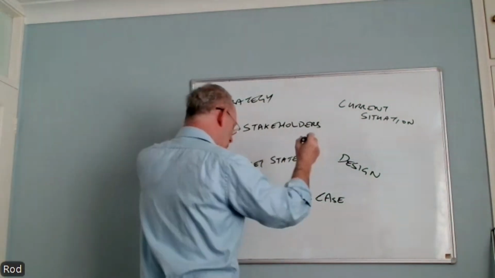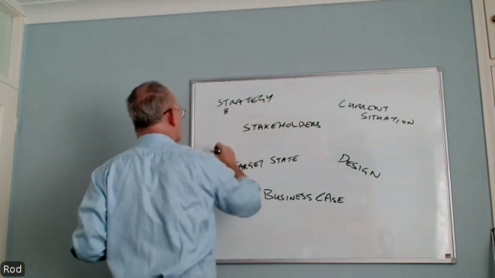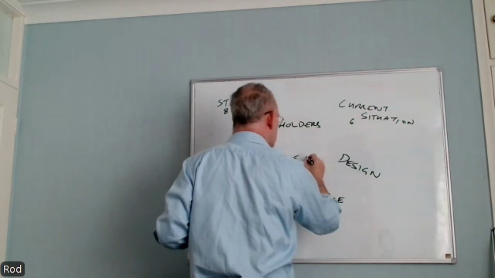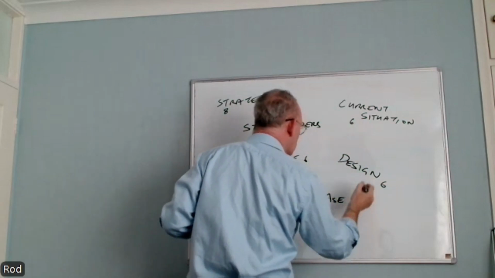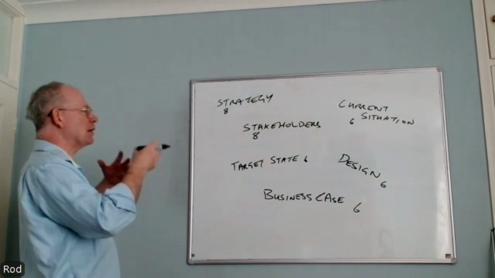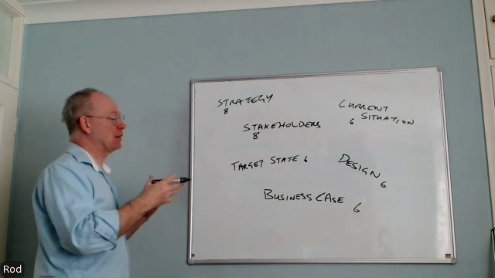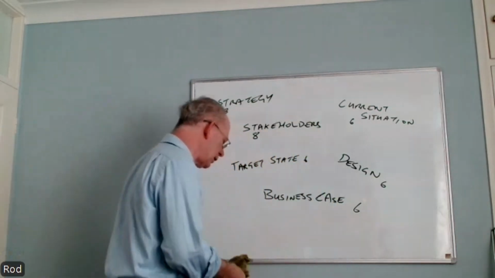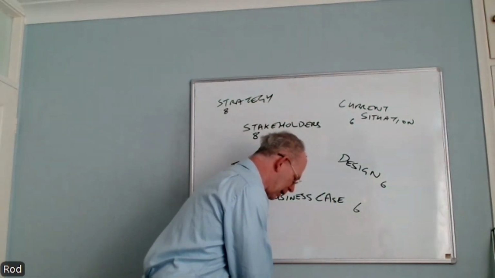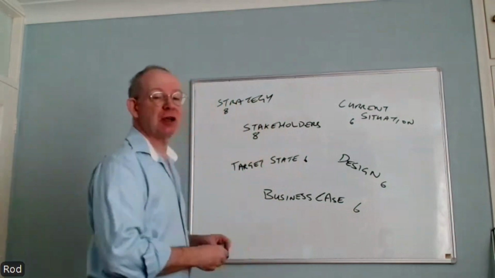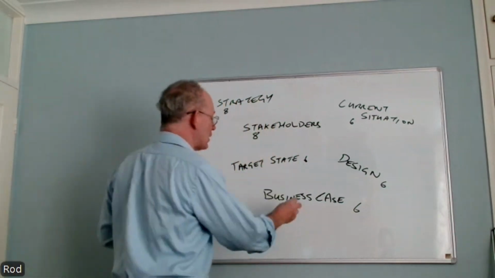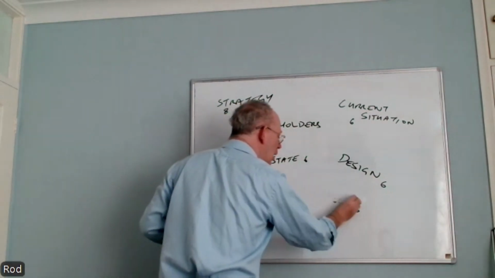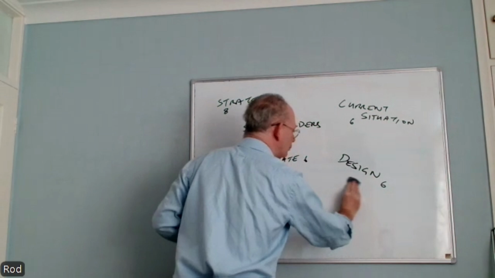Strategy, 8 questions on the exam. Stakeholders, 8 questions. Pretty well all the rest, 6 questions each. Hopefully my maths is right, gives us 40 questions in the exam. I will be doing a presentation on how to take these types of exams, especially this sort of one, which is a multiple choice, multiple question exam.